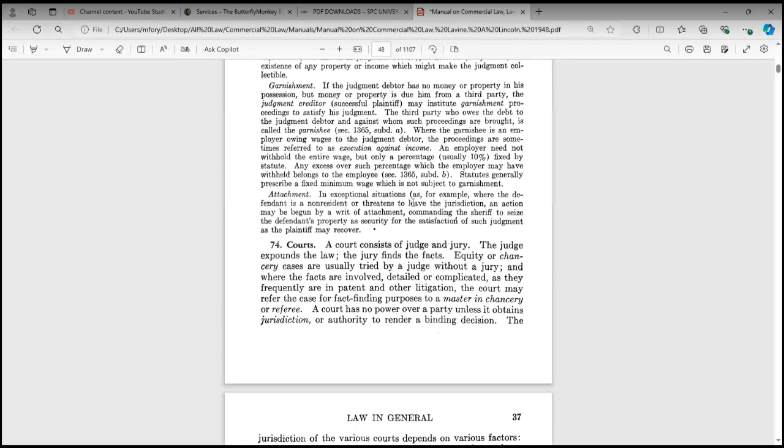In exceptional situations, as for example, where the defendant is a non-resident or threatens to leave the jurisdiction, an action may be begun by a writ of attachment commanding the sheriff to seize the defendant's property as security for the satisfaction of such judgment as the plaintiff may recover. I think the key thing is it says the defendant non-resident or threatens. You can't stop someone from leaving. But if his intent is to skate out of a debt, that's different. When he's threatening to leave the jurisdiction, that's different.